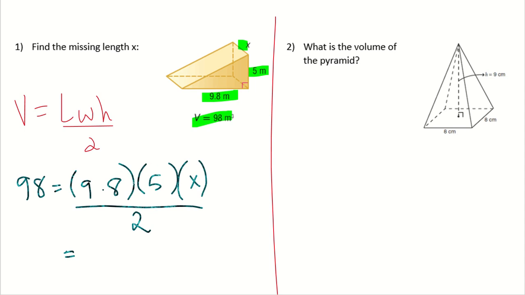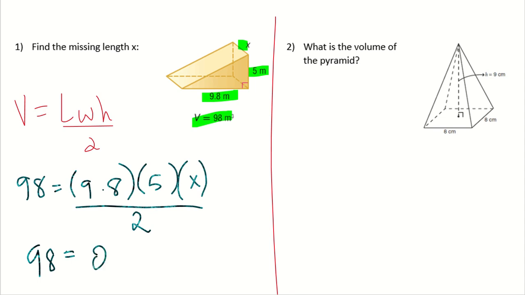So 9.8 times 5 is 49. So I've got 49x over 2. This 98, that still stays. All right, and here we're going to divide 49 by 2 because those are the two numbers that we do know. 49 divided by 2 is 24.5.